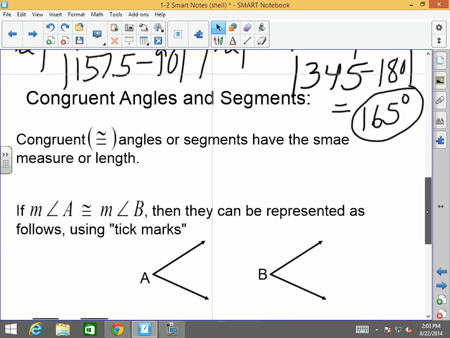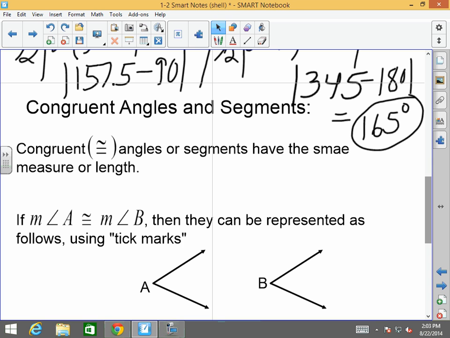Now, let's talk about congruent angles and segments. Congruent is symbolized by that, guys. If you have congruent angles or segments, that means that they have the same measure or length. That's all it means. Congruent just means it's the same measure or the same length.